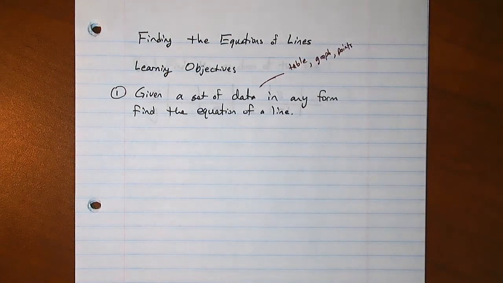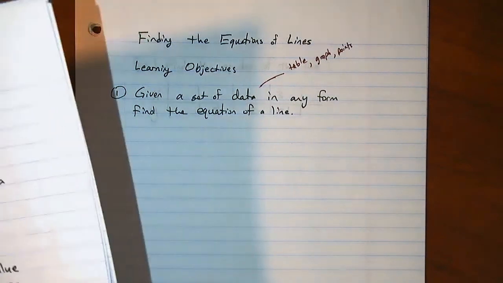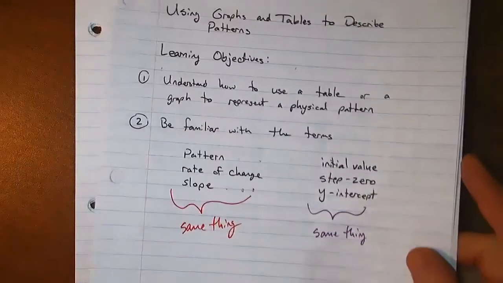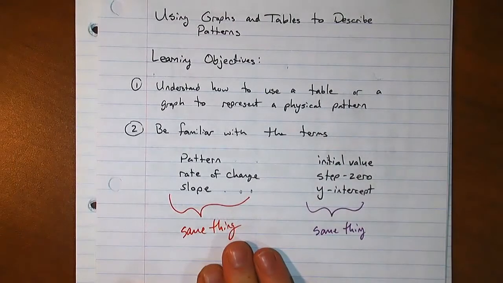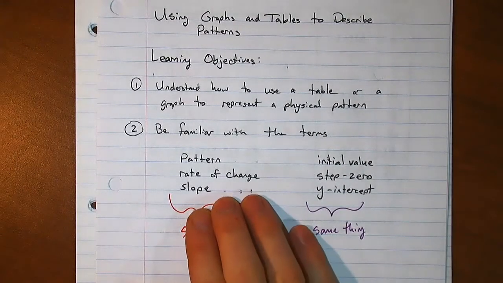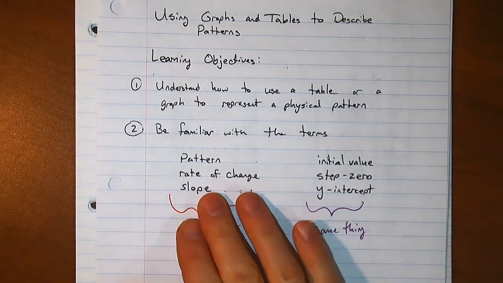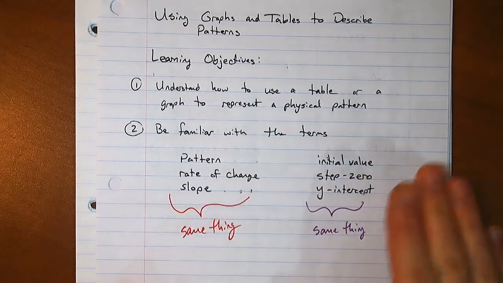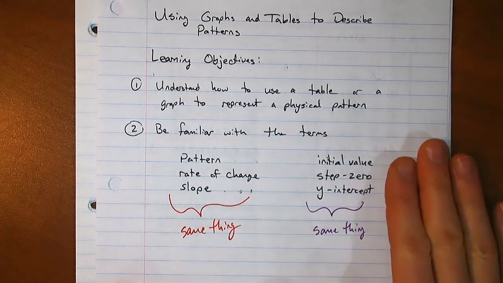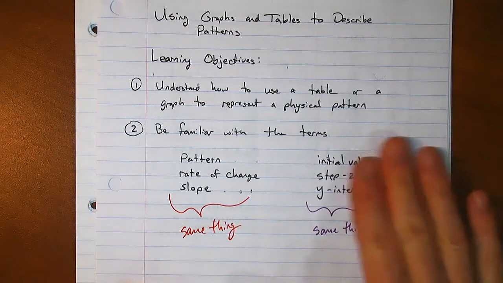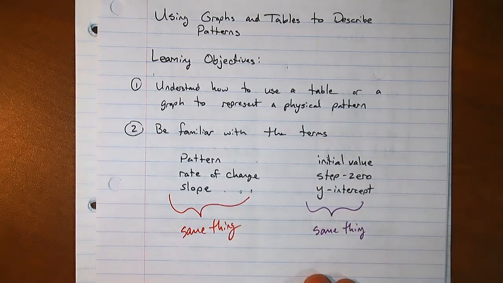All right. Now, I do want to review a little bit from yesterday as we get started though. So these were yesterday's learning objectives. Be familiar with the concept of a pattern or a rate of change or a slope. We said all three of these things are the same idea, just different words. And be familiar with the idea of an initial value, a step zero, y-intercept. These are all the same thing, different words, okay?